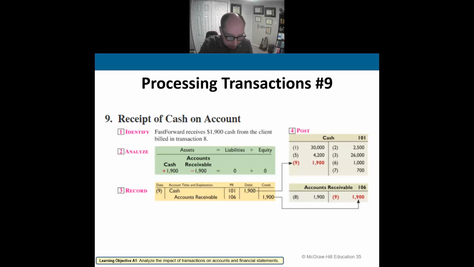So I'm going to increase my cash. I'm going to reduce my accounts receivable. I debit cash to increase cash. I credit accounts receivable to reduce the accounts receivable. And I post those to my general ledger accounts.